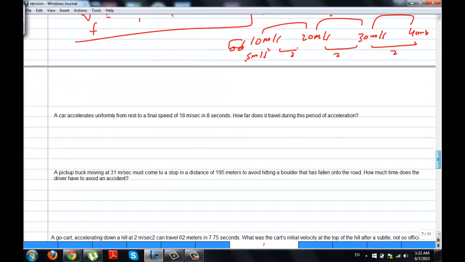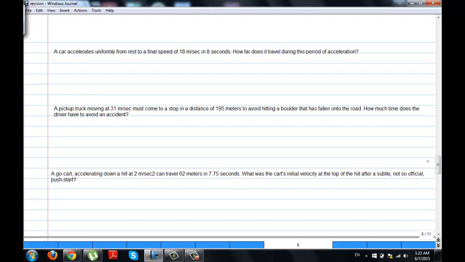Let's have an example. A car accelerates uniformly, which means that I have to use one of the four kinematic equations. This is a key word here. It accelerates uniformly from rest, so this gives me an idea that the VI is 0, to a final velocity 18 meters per second, so this is a VF, in 8 seconds, this is delta T. How far? How far means that I need delta X.